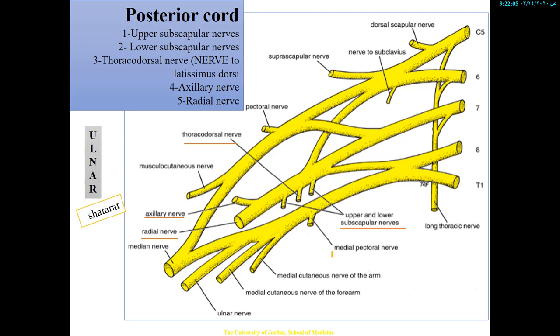Finally, let's talk about the branches of the posterior cord. The branches of the posterior cord can be summarized with the word ulnar.